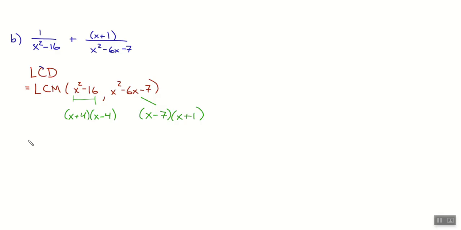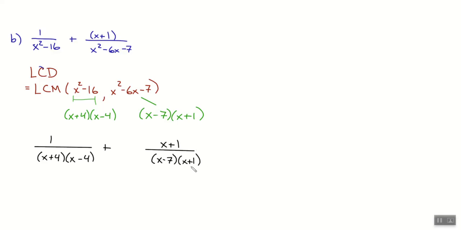The answer is yes, but if the question's not super clear, instead of writing 1 over x squared minus 16, what can I write at this point? 1 over... Yep, x plus 4 and x minus 4. Now, when you write this, I am very intentionally going to leave a big gap in front of this next number. The next one is x plus 1, and I'm going to make a little bit bigger gap. X plus 1 over x minus 7 and x plus 1, right? Okay.